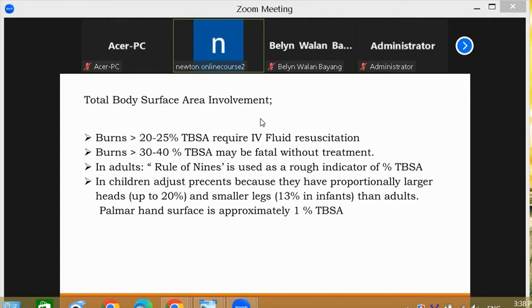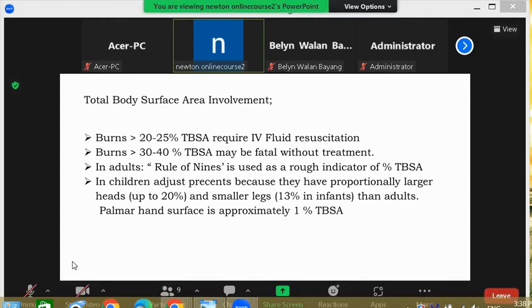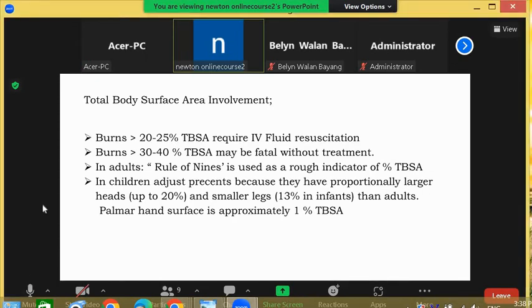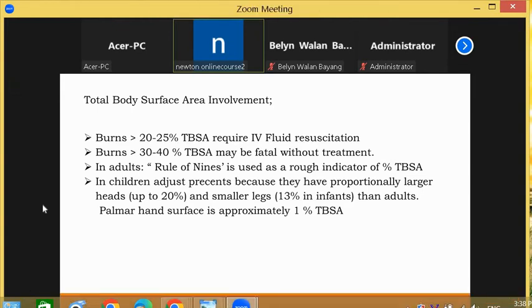Only in children it will be different, because children have a larger head, up to 20%, and smaller legs, 13%, and the hand surface is 1%. Based on that, they will be giving the treatment.